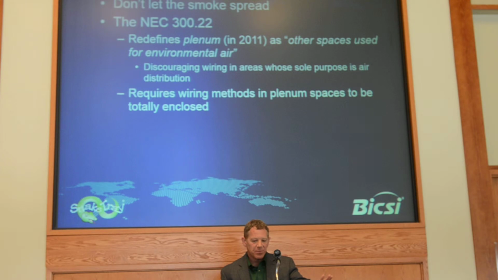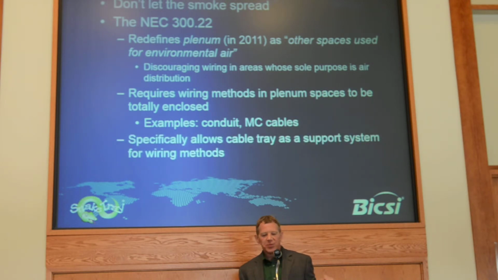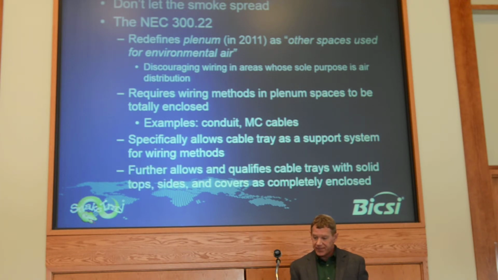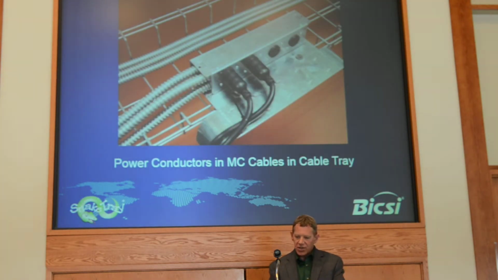It requires wiring methods in plenum spaces to be totally enclosed. That's what this section of the code says. Examples of totally enclosed would be conduit, MC cables. It specifically allows cable tray to support those other enclosed methods, and further qualifies cable trays with solid tops, bottoms, and sides as completely enclosed wiring methods. So that's a perfectly acceptable pathway for this section of code when you need to retain your plenum rating. Here's a good picture of enclosed wiring methods supported by tray.